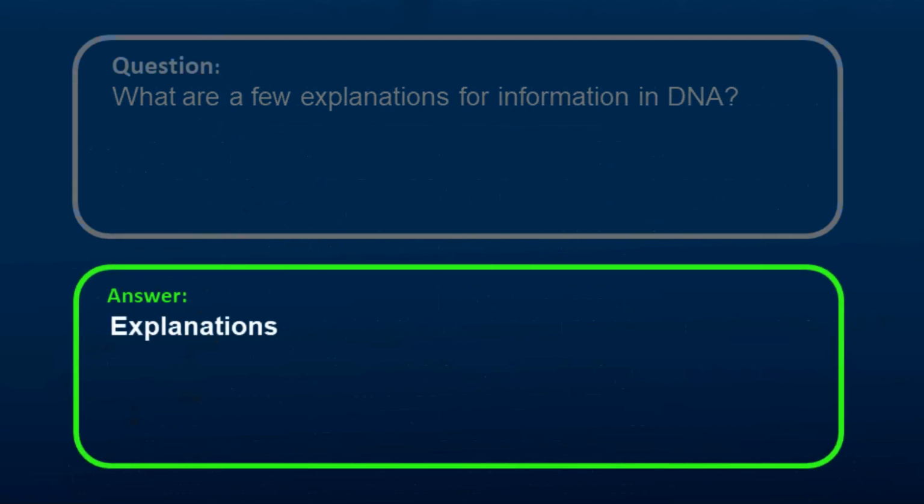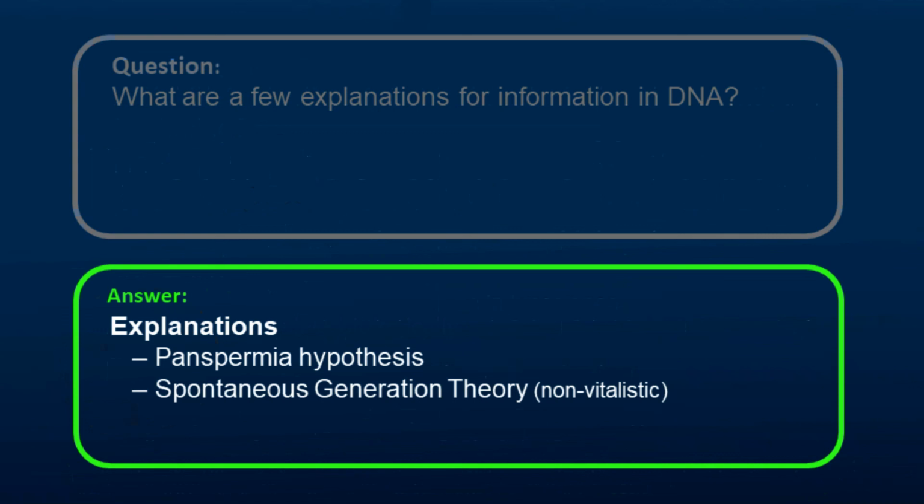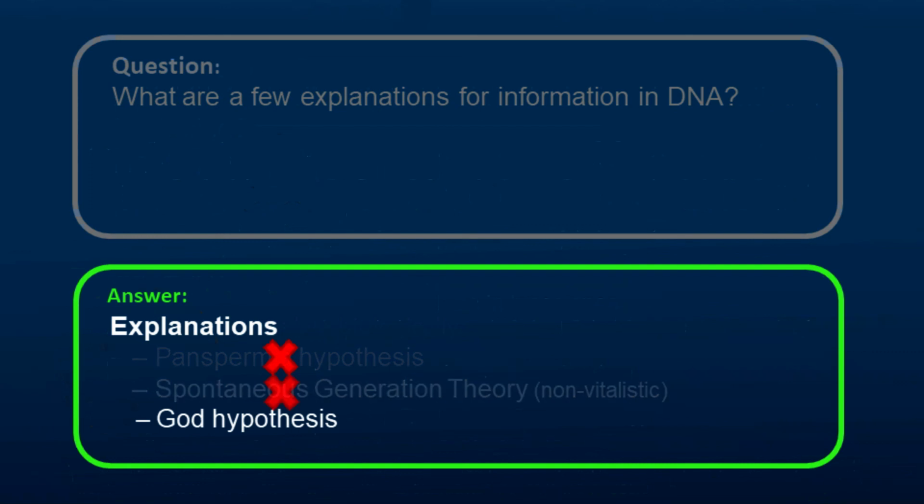A few explanations for the information in DNA include 1. The panspermia hypothesis, 2. spontaneous generation theory, and 3. The God hypothesis. The panspermia hypothesis turned out to be inadequate, and the spontaneous generation theory turned out to be inadequate. By process of elimination, only the God hypothesis remains.